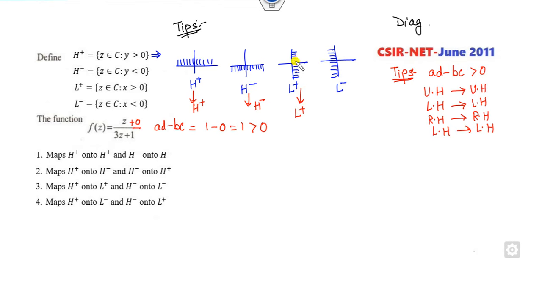L positive is the right half, but there is no right half and there is no left half here, because this is my first and second quadrant, and this is the first and fourth quadrant. So now you can see the answer. H positive maps onto H positive, fine. H negative maps onto H negative is the right answer. The other option is wrong. So A is the right answer.